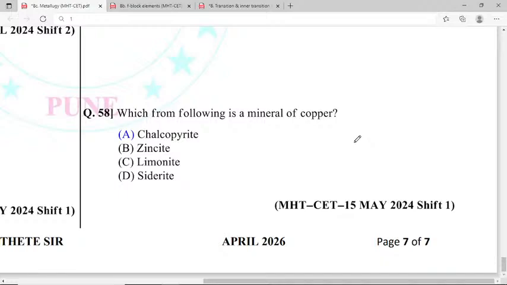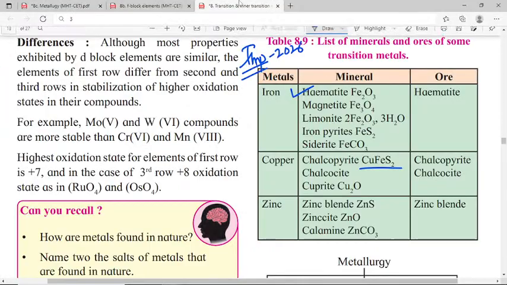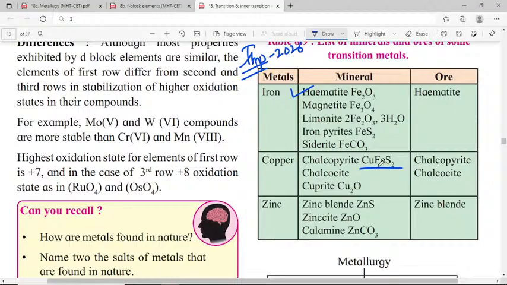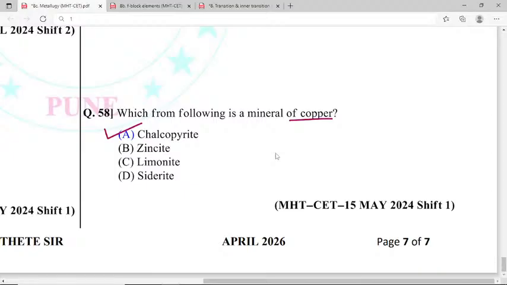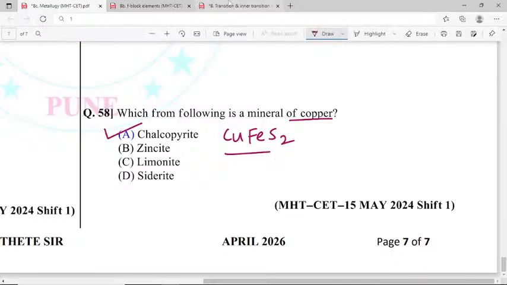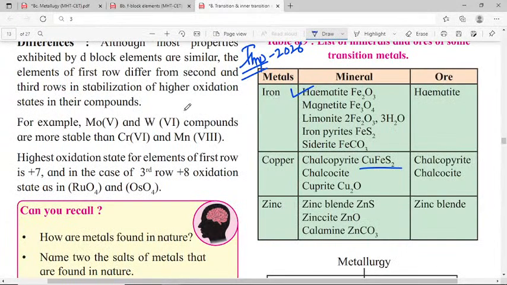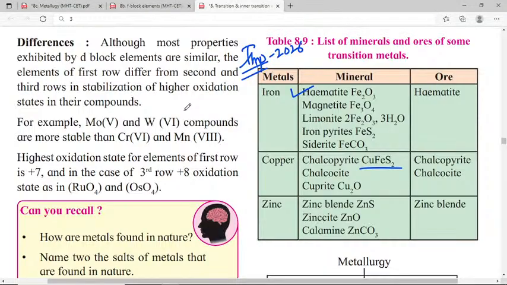Which from following is a mineral of copper? Mineral of copper, again chalcopyrite. Chalcopyrite stands for CuFeS2. So this is the table here. Okay, completed.